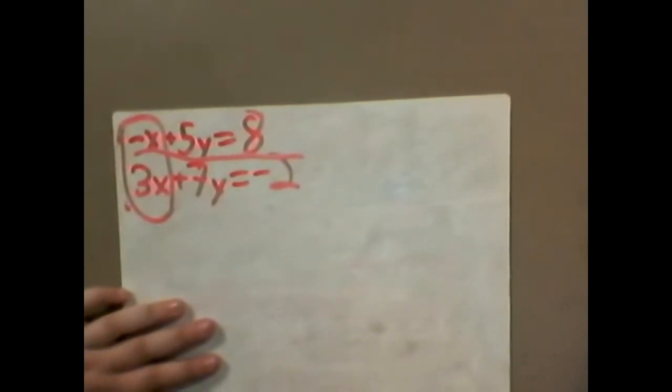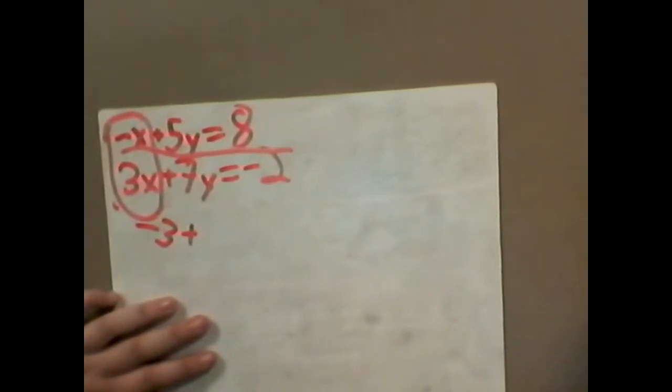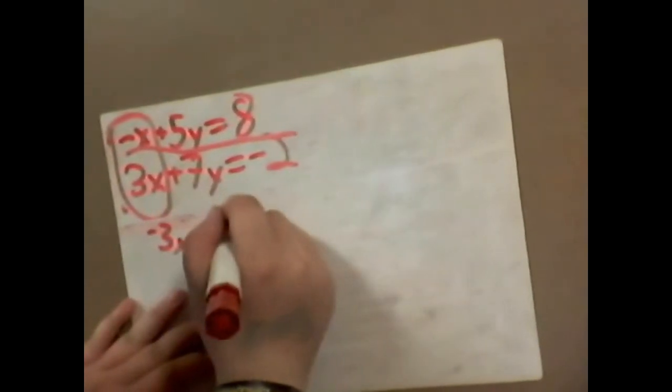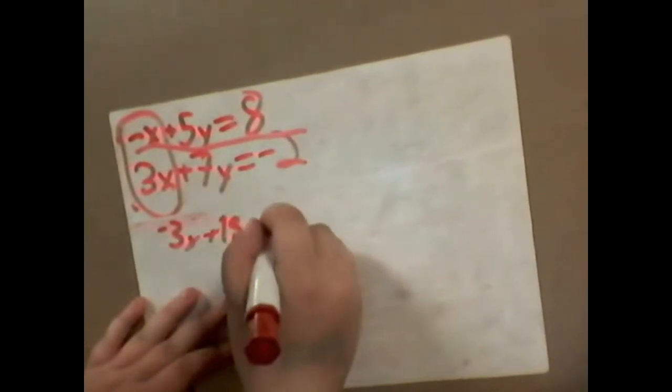Multiply the top equation by 3. So let's change the negative x to negative 3x. So we multiply all of it, so that way it's negative 3x plus 15y equals 24.